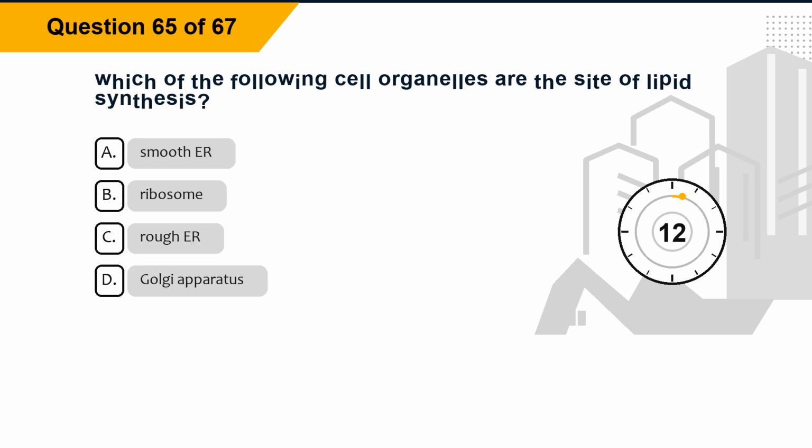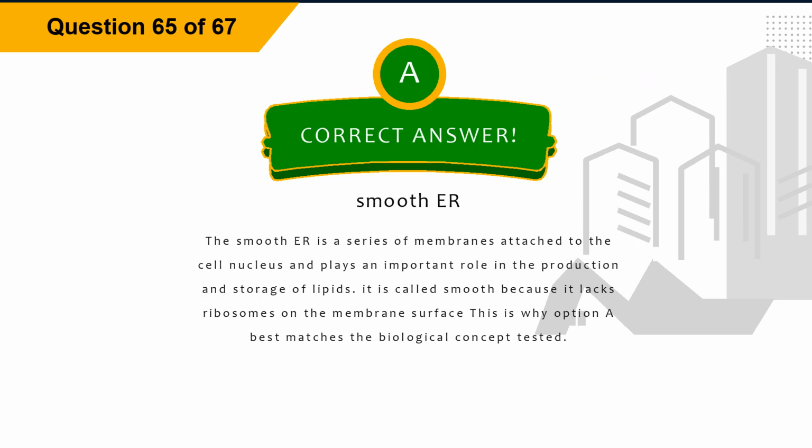Question 65. Which of the following cell organelles are the site of lipid synthesis? Option A, smooth ER. Option B, ribosome. Option C, rough ER. Option D, Golgi apparatus. The correct answer is option A, smooth ER. Explanation. The smooth ER is a series of membranes attached to the cell nucleus and plays an important role in the production and storage of lipids. It is called smooth because it lacks ribosomes on the membrane surface. This is why option A best matches the biological concept tested.